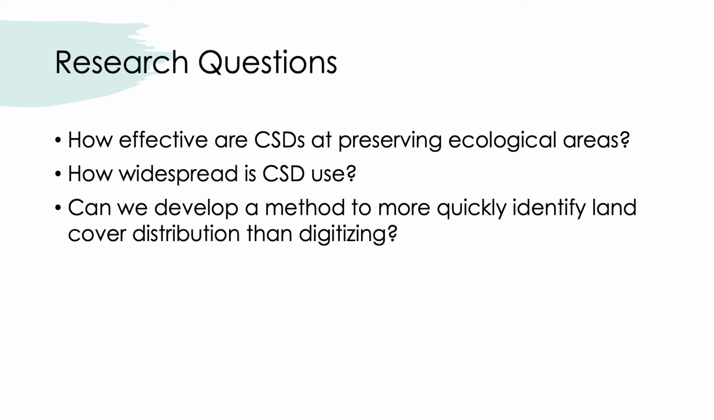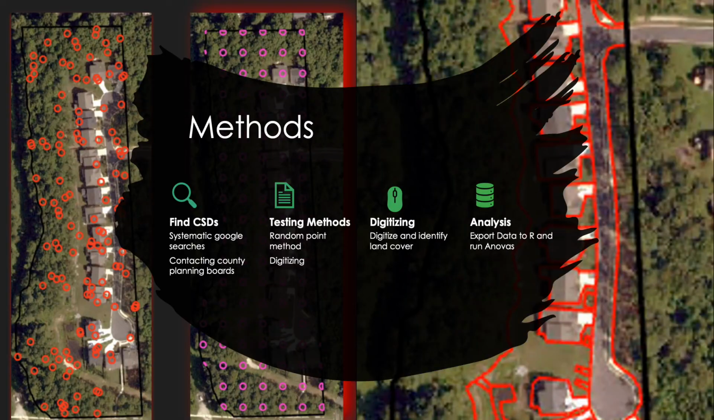So we went forward with a couple of questions. How effective are conservation subdivisions at preserving ecological areas? How widespread is their use? And can we develop a method to more quickly identify land cover distribution rather than just digitizing it all?